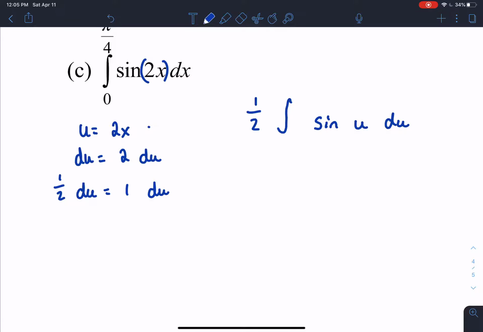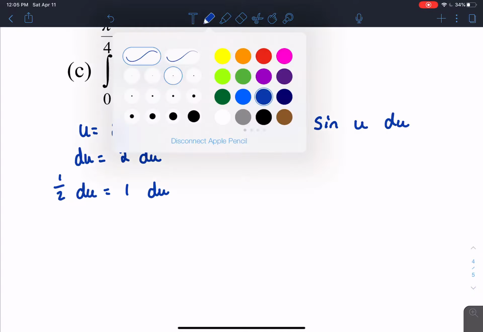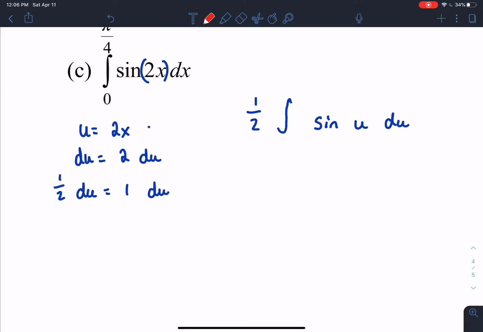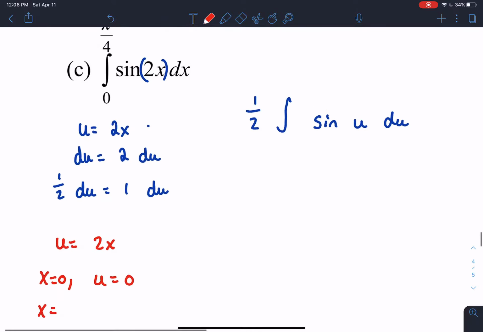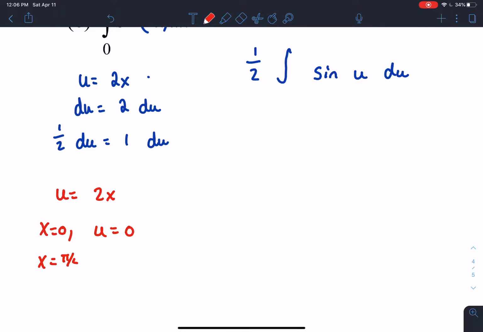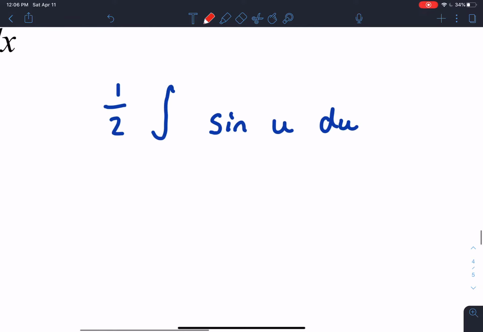All right, now we need to change my limits. So u is 2x. So when x is 0, obviously u is going to be 0. And then when x is pi over 4, u is going to be 2 pi over 4 or pi over 2. Okay, so those are my new limits that I'm going to use now. So 0 and then pi over 2.